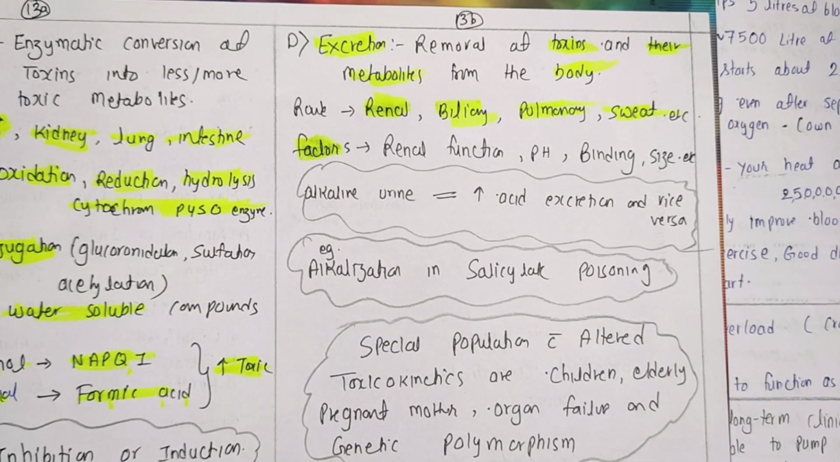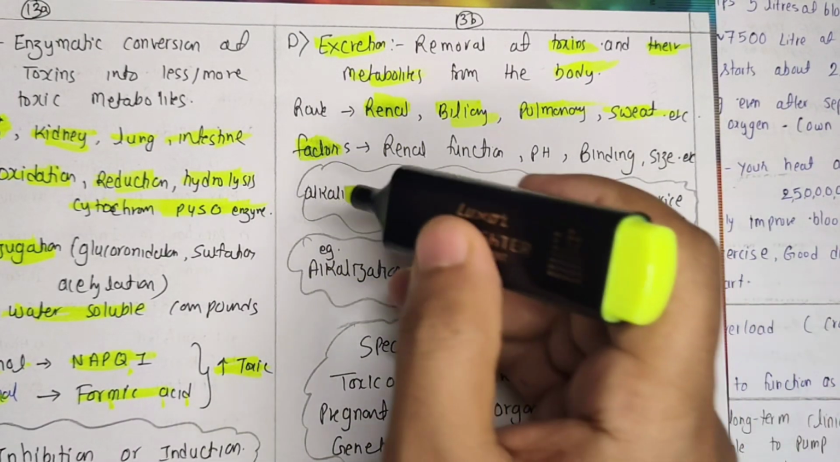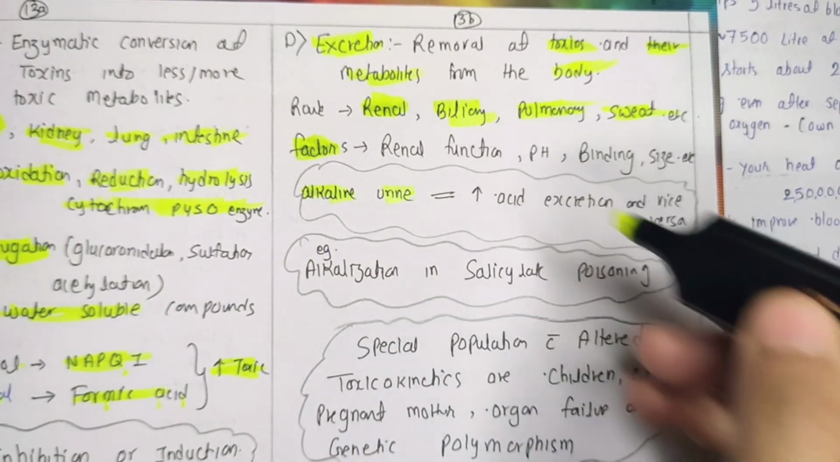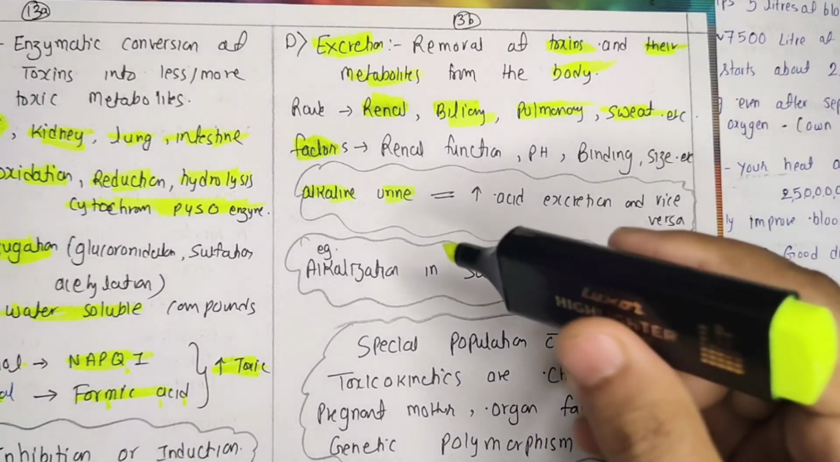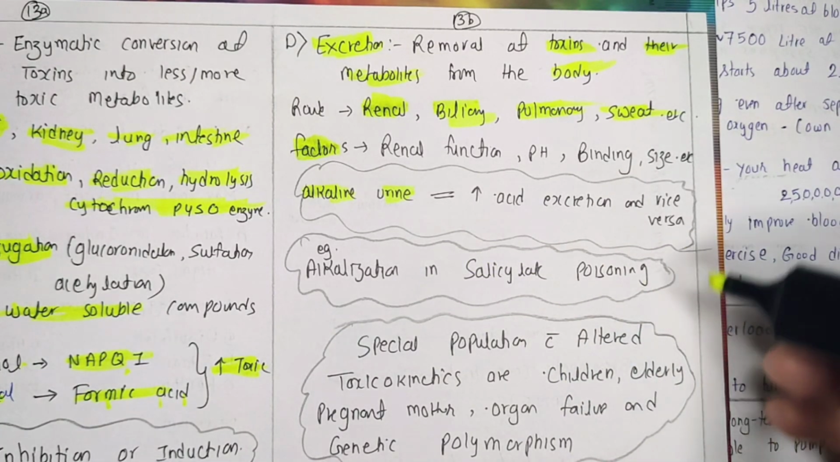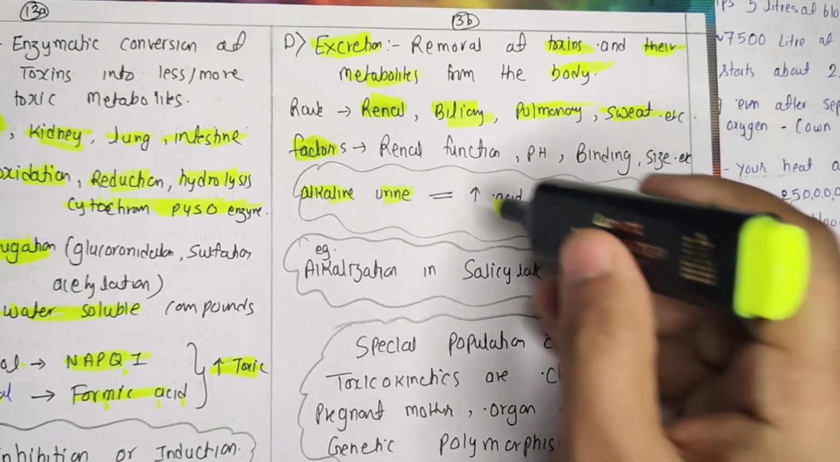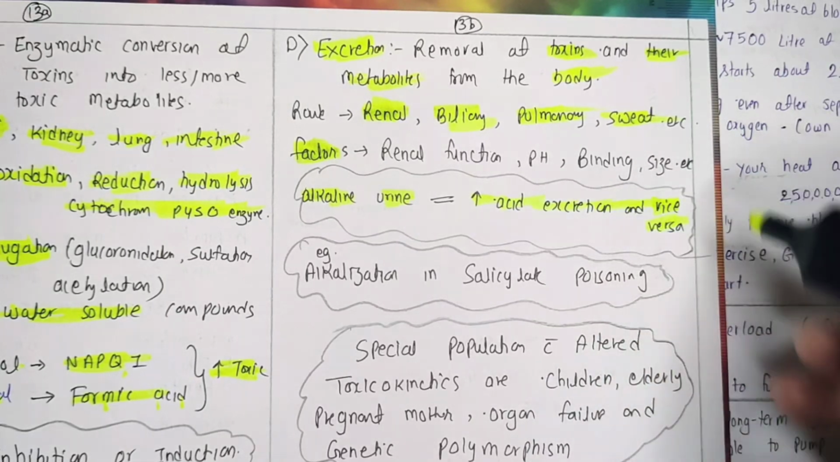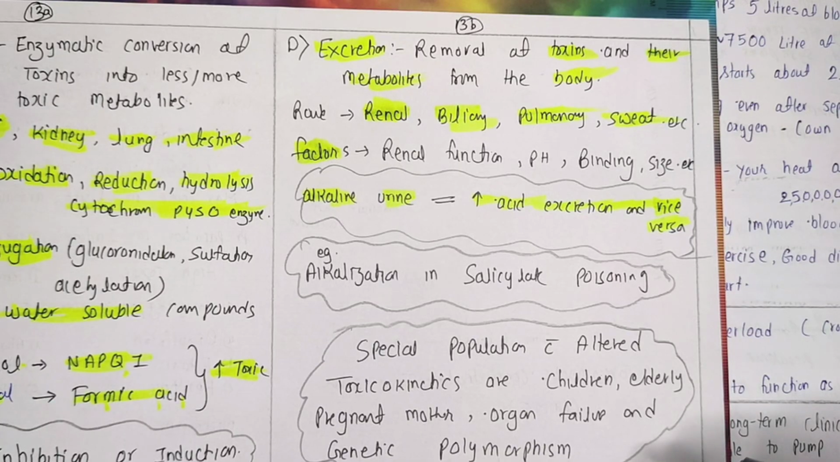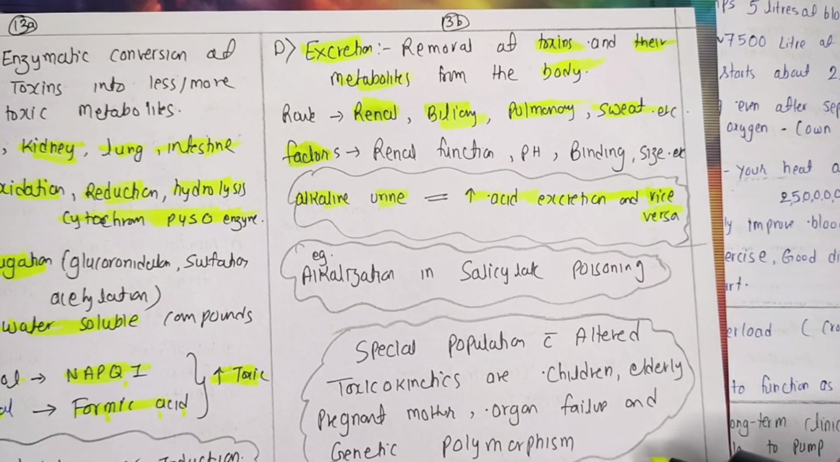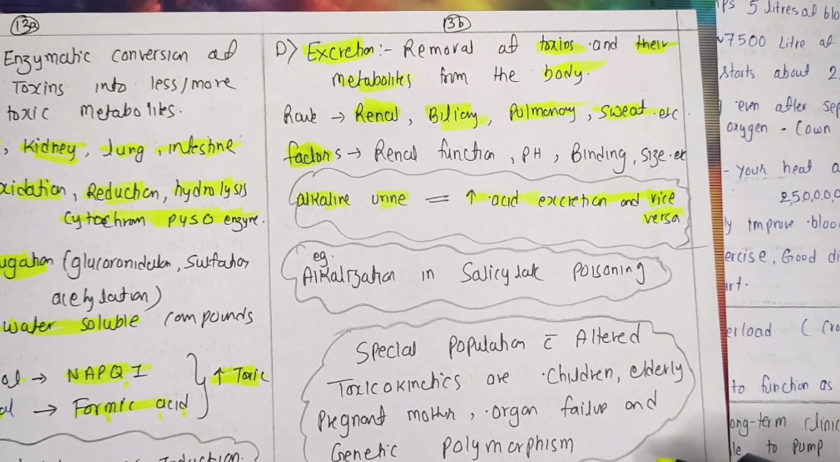Now there is one concept we have to understand very carefully. If there is alkaline urine, it will enhance the excretion of acidic compounds, and if the urine is acidic, it will enhance the excretion of alkaline compounds. We need to keep this important concept in our mind so that when we go with the forced diuresis process, if we know the nature of poisoning, whether it is acidic or basic, we can use the acidifier or alkalizer while inducing the diuresis process.